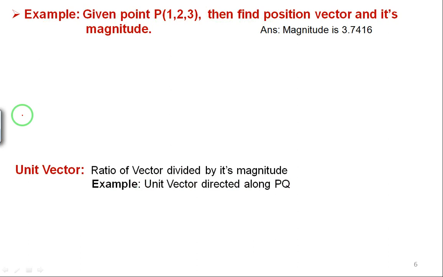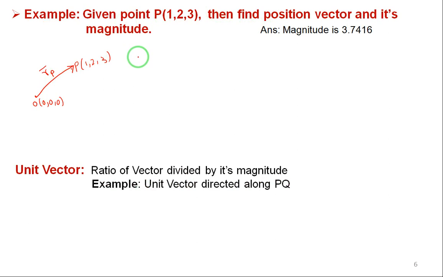So first, position vector means one of the points is origin. So I will first indicate the origin. Then they have given another point P, 1, 2, 3. I will join from origin to point P. I am drawing the diagram, and this is the position vector, RP vector. Is it fine?